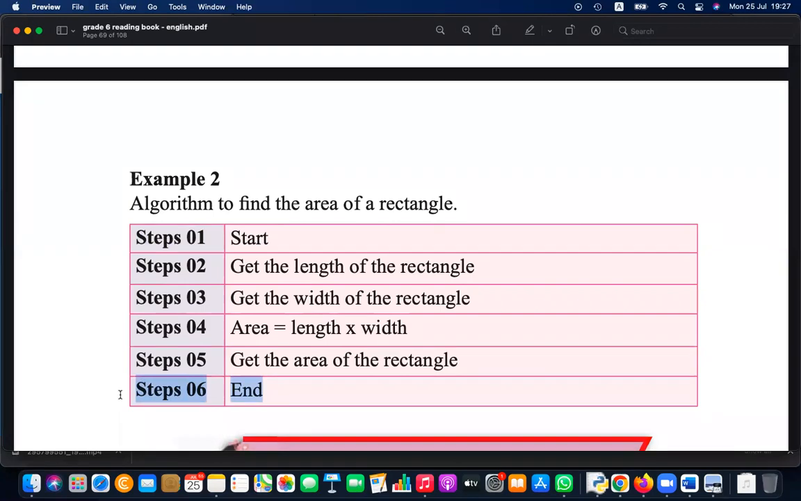Right? Okay. But the thing is, you have to write the algorithm as well. Get the length of the rectangle, then the width of the rectangle. Area is length into width. Then display the area and end. So this is the step of solving.